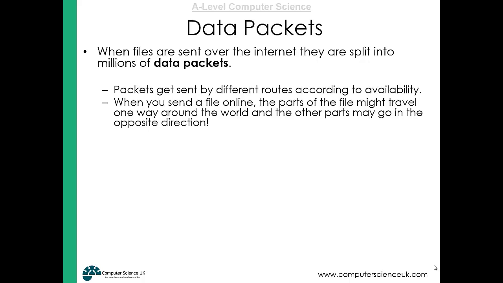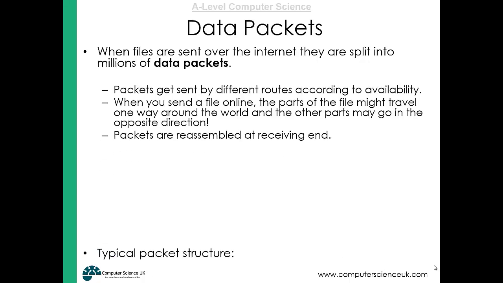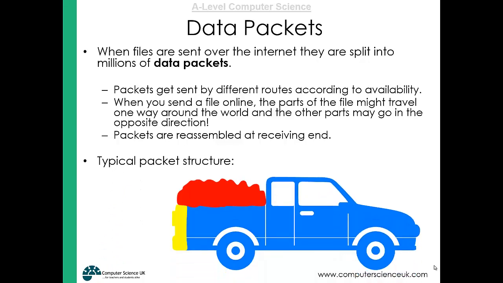So when you send a file online, the parts of the file might travel one way around the world and the other parts might go the opposite direction. Provided there are available channels for those data packets to go, then that's the direction of travel that they will each take. Packets are then reassembled at the receiving end.